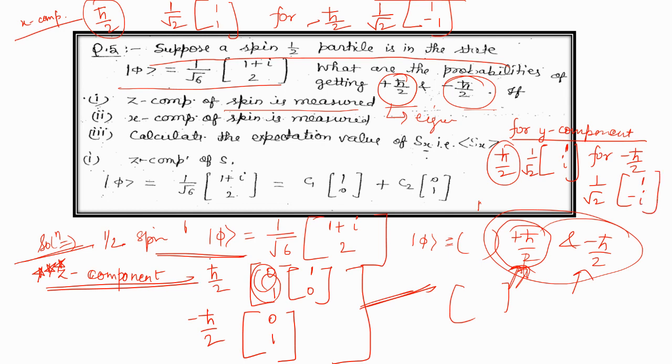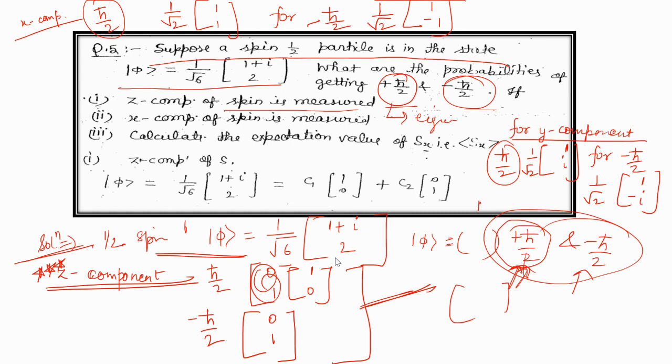I mean, you can write for z component for h cross by 2, it will be 1 0, and for minus h cross by 2 it will be 0 1, these vectors. And for x component for h cross by 2 it will be 1 upon root 2, in matrix it is 1 1. And for minus h cross by 2 it will be 1 upon root 2, 1 minus 1. For y component you can write these because they are very important. Now accordingly, in the question, it is given z component of spin is measured. What are the probabilities of getting h cross by 2, these eigenvalues, if z component of spin is measured?